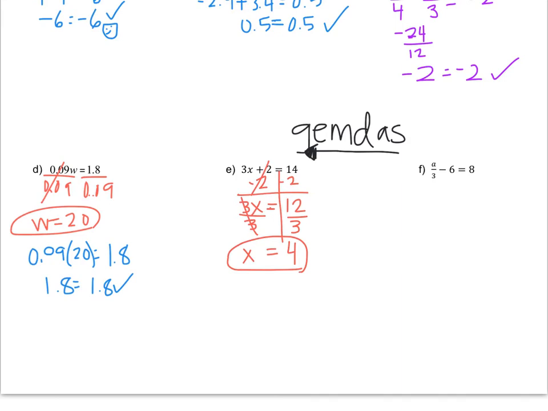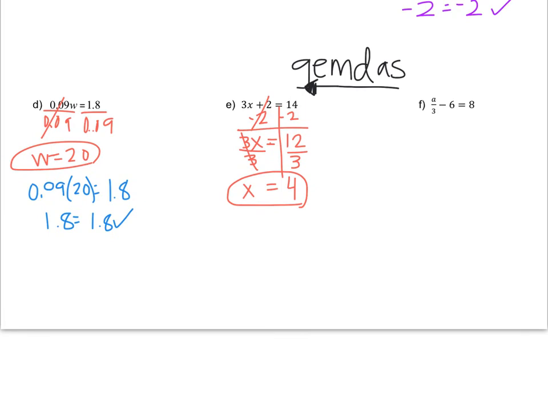If you wanted to check that, you would do 3 times 4 plus 2 equals 14. We're going to plug in 4 where the x is. And now, since we're not doing inverses, we're just going to go in regular order of operations forwards. So 3 times 4 is 12, and 12 plus 2 is 14. So that was correct. It gave me 14 on both sides.